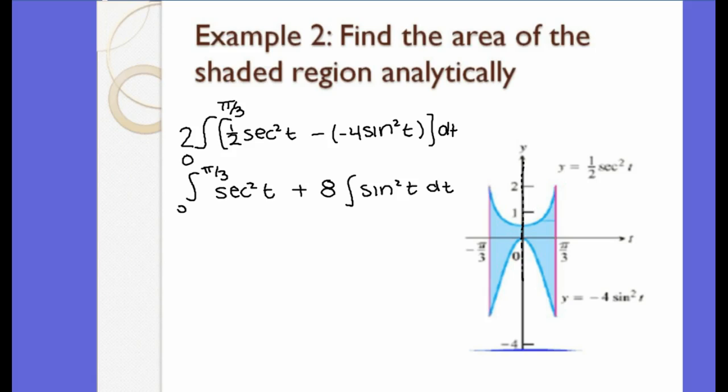Unless you were to do sine cosine, and then just integrate sine, and then do the one rule where you take sine over cosine.